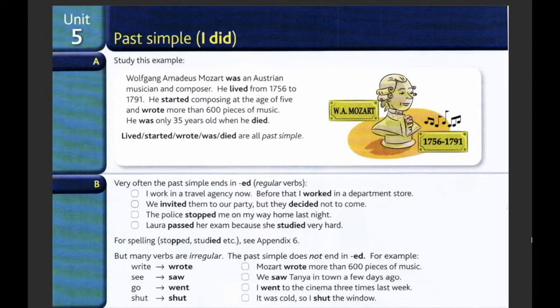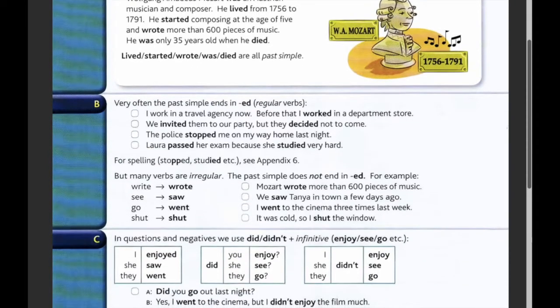So here we have actions concluded in the past, in a very specific moment of the past. This is the past simple. Section B. Very often, the past simple ends in -ed, regular verbs. Let's read the examples together.